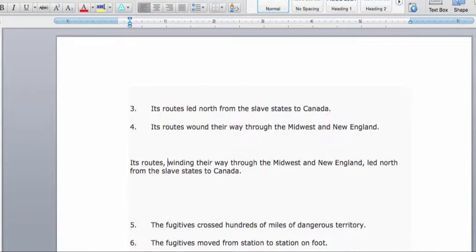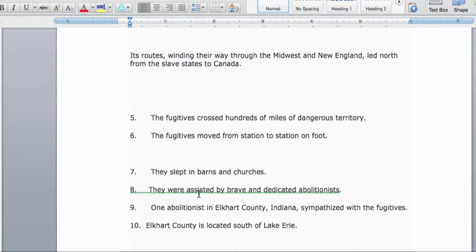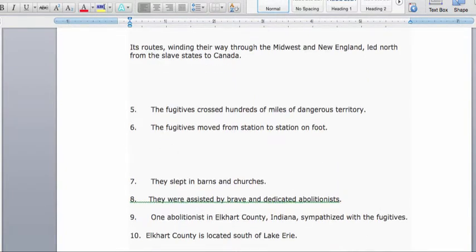See, the second sentence gives you extra information about roots, so you can just incorporate it in the first sentence with an ing or an ed word. Let me show you another one. The fugitives crossed hundreds of miles of dangerous territory. The fugitives moved from station to station on foot.